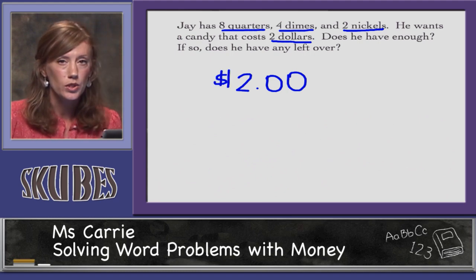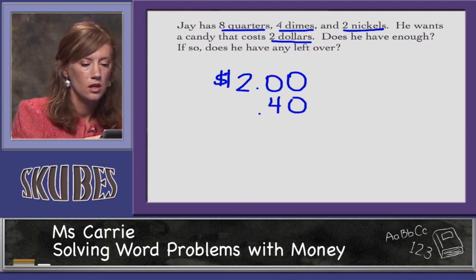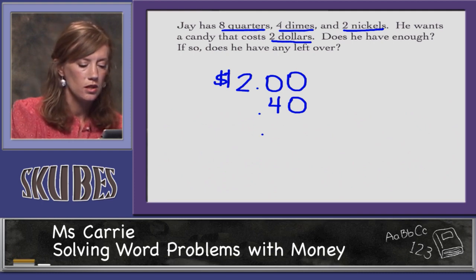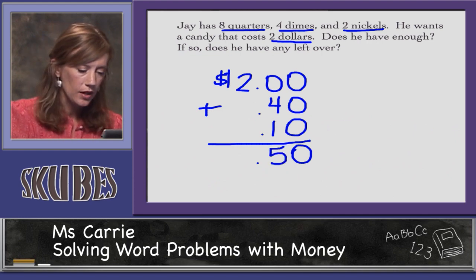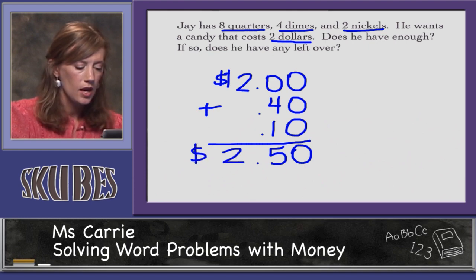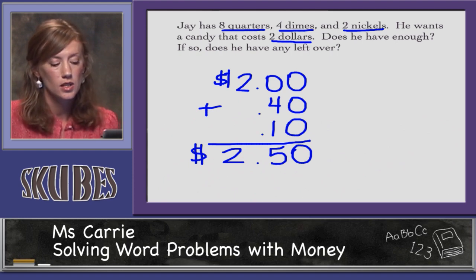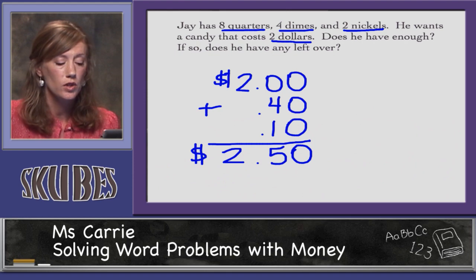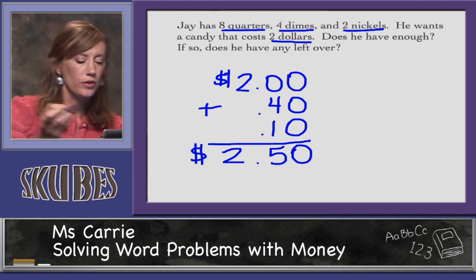He also has 4 dimes. That would be 40 cents. And 2 nickels. 2 nickels is 10 cents. So let's add this up to see how much money Jay has. 0 plus 0 plus 0 is 0. 4 plus 1 is 5. Bring down your decimal. Bring down your 2. Jay has $2.50. He wants a candy that costs $2. Does he have enough? Well, of course he does. He even has more left over.